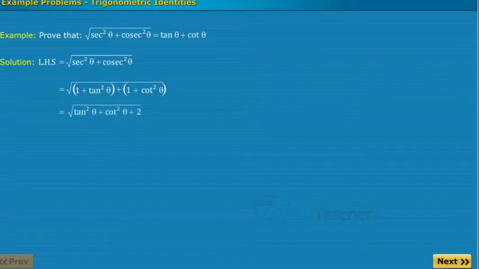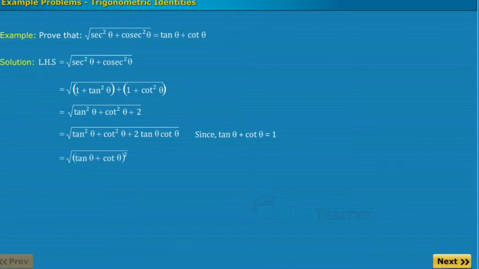By simplifying it further, we obtain the equation as root tan square theta plus cot square theta plus 2 tan theta cot theta, since tan theta times cot theta equal to 1. So, we write the above expression as shown on screen. Here root and square will get cancelled. Thus it is equal to tan theta plus cot theta. Thus LHS is equal to RHS.